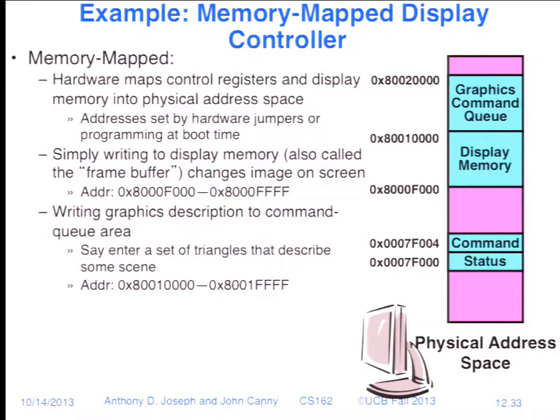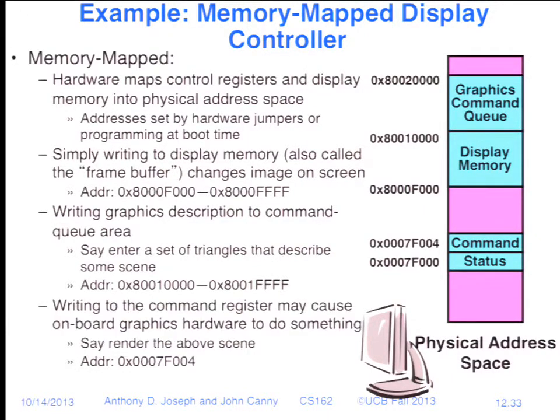In addition, the control register space is mapped to a memory area. Oh, I'm sorry, the command queue, right? This is a larger scale command space where you would enter some description of the triangles that you want to paint on the screen. So that's that memory up there. And the basic command and status memory space is down here. So that's typically what you're calling to cause any major operations to happen, such as a screen refresh, or rendering a specific scene.